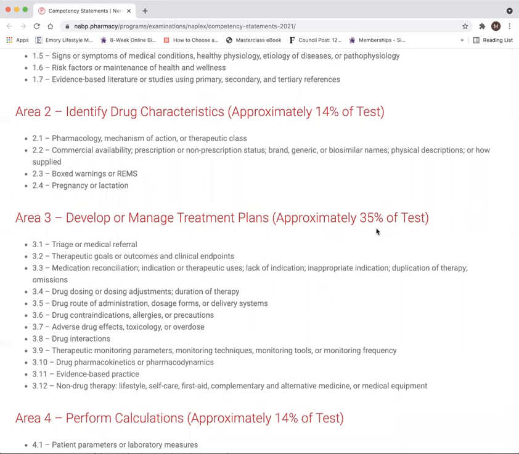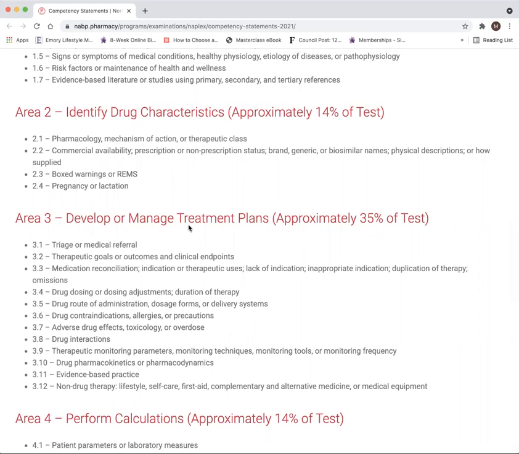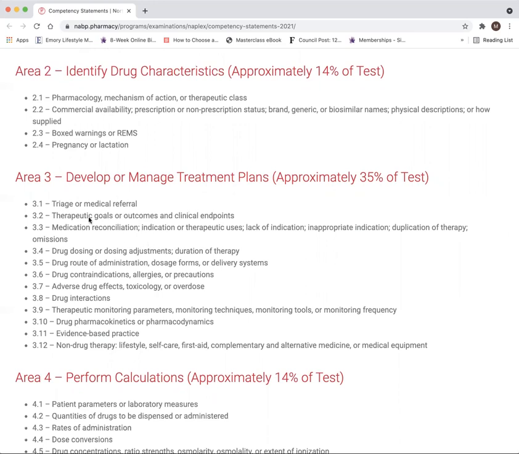So things have changed a little bit. Before, the calculations carried a lot of weight, but now it looks like the managing of the treatment plans is carrying a lot of weight. In this area, we need to look at the therapeutic goals and the outcomes and the clinical endpoints. We also need to look at the drug dosing, the drug adjustments and drug durations. We also need to look at the drug route of administration, which is going to be huge.